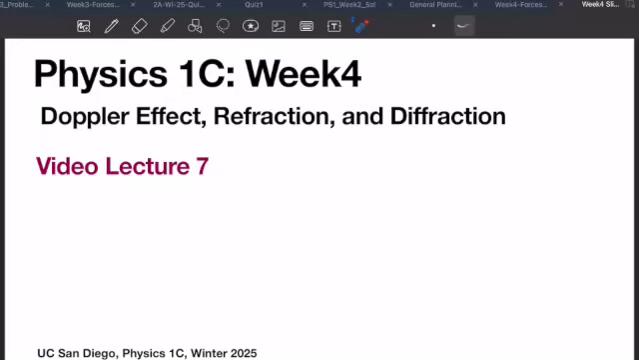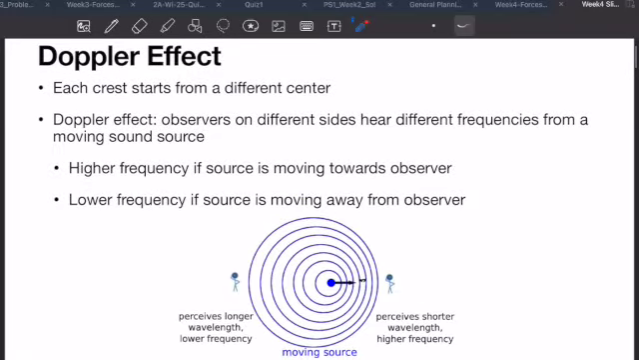Okay, so this is our video lecture for lecture 7. We're going to go ahead and talk about the Doppler effect. The Doppler effect is seen in our daily lives in a few different instances.